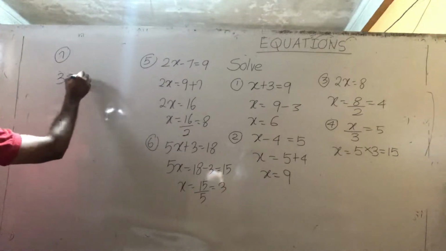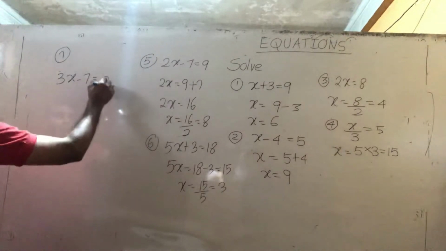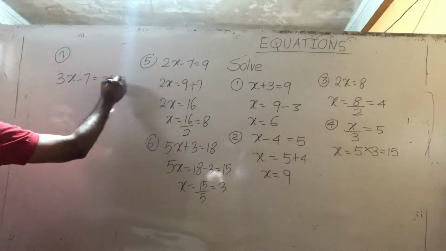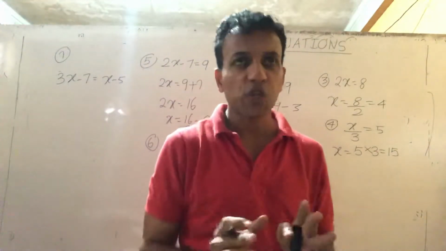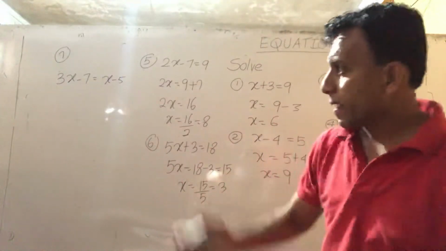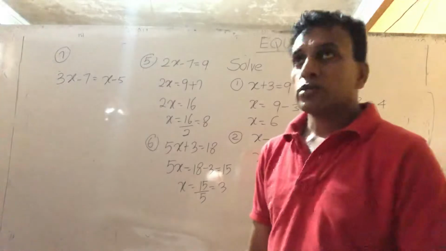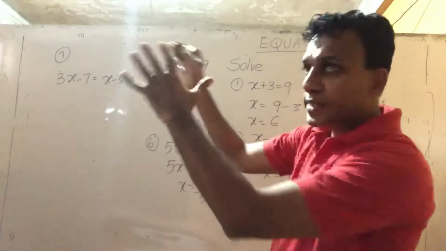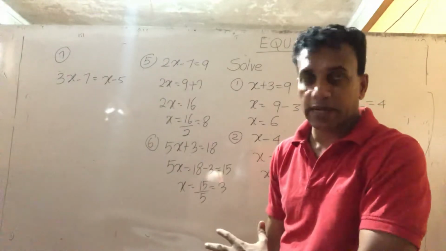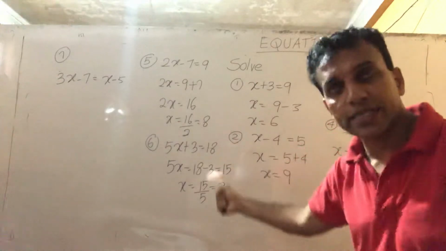3x minus 7 equal x minus 5. See, I should start from the basic step by step. So good opportunity to learn this video series. Take the note clearly. So find the x answer. So the idea, what we have to solve: take all x one side, number part, other side. That's the method, right? Unknown part one side, numerical part other side.